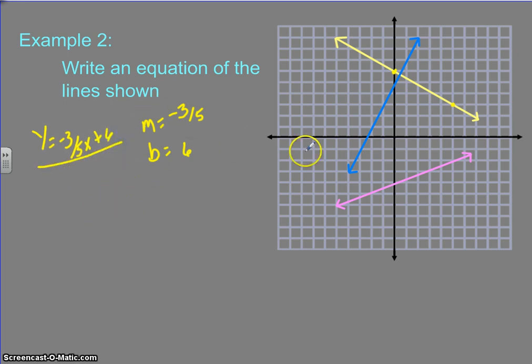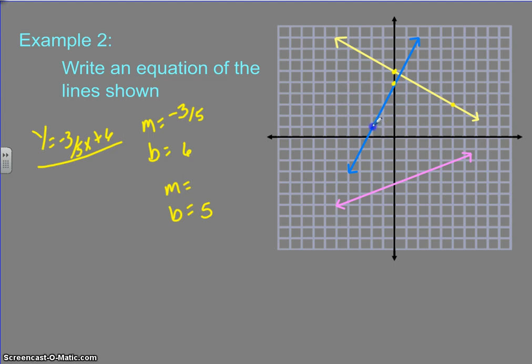Okay, let us do this. The blue one. We need m and b of the blue line. Well, b is right here. That is going to be 5. Y-intercept is 5. Okay. Let's look at the slope. It looks like it crosses right here.